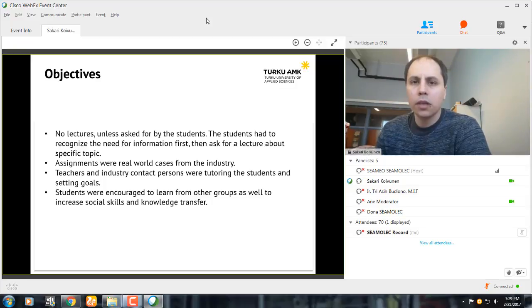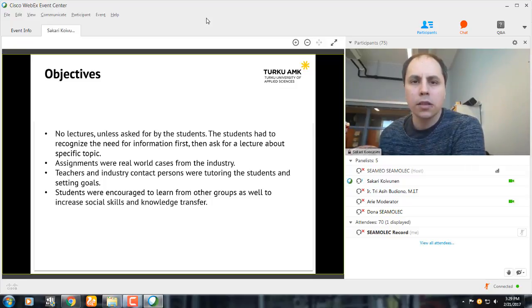And pretty much all the cases that they are working on are real-world cases from the industry. So the students are working with different companies and working with real timelines and schedules. The teachers and the industry persons are tutoring the students. Whenever the students have questions on the topic, they might contact either the industry personnel or the teachers, and we will guide them forward.